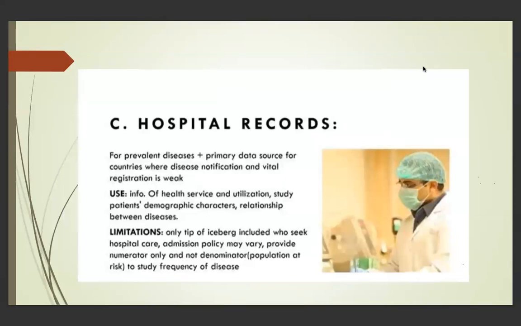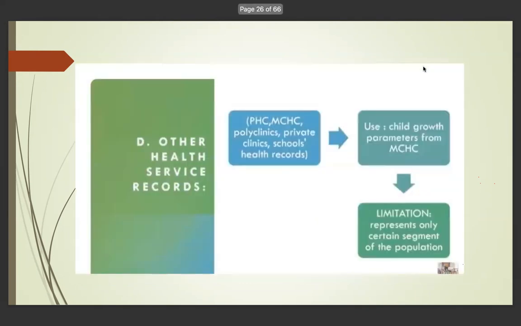The third one is the hospital records. For prevalent diseases, these are primary data sources for countries where disease notification and vital registration are weak. The uses include information on health service and utilization, studying patients' demographic characters, and the relationship between diseases. The limitations include only the tip of the iceberg being included, those who seek hospital care, admission policy may vary, and they provide numerator only and not denominator, the population at risk, to study frequency of disease.